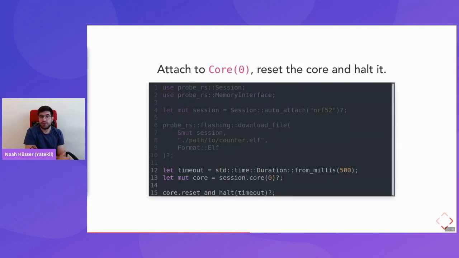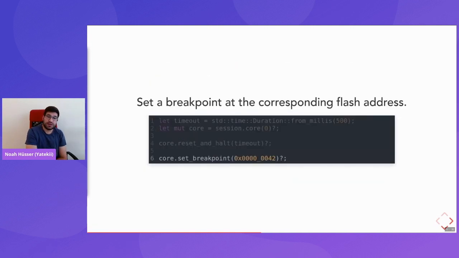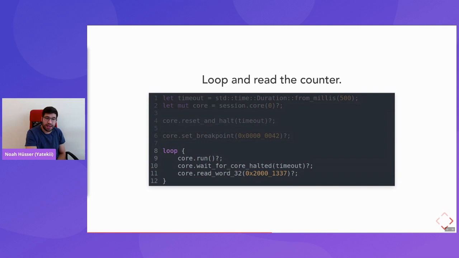And then we get a core handle, in this case core 0, because there's just one core on the NRF52. And we reset and halt the core. And then we can already set the breakpoint at this imaginary location in flash where the code resides after the counter has been increased. And then we run the core because, yeah, it's halted at the moment. We wait for the core to be halted again because it will halt once the breakpoint is hit, right? And then we will read one 32-bit word at the location in RAM where the counter resides.